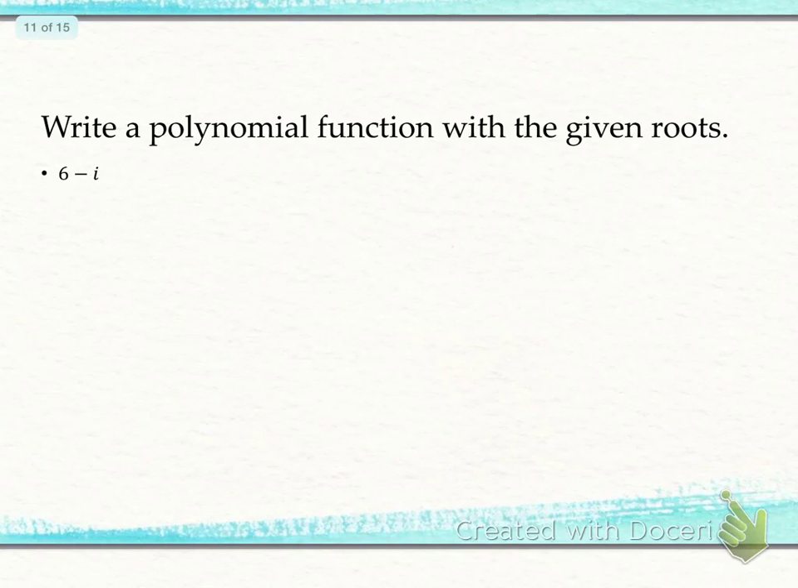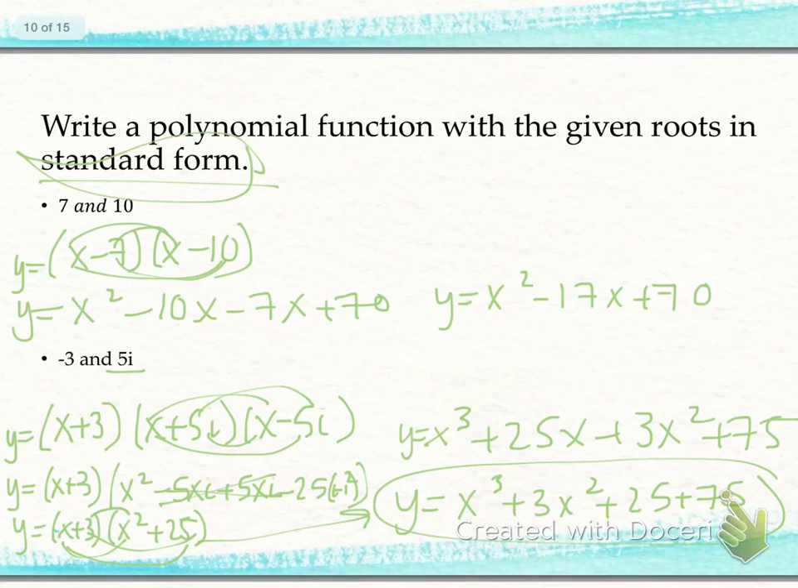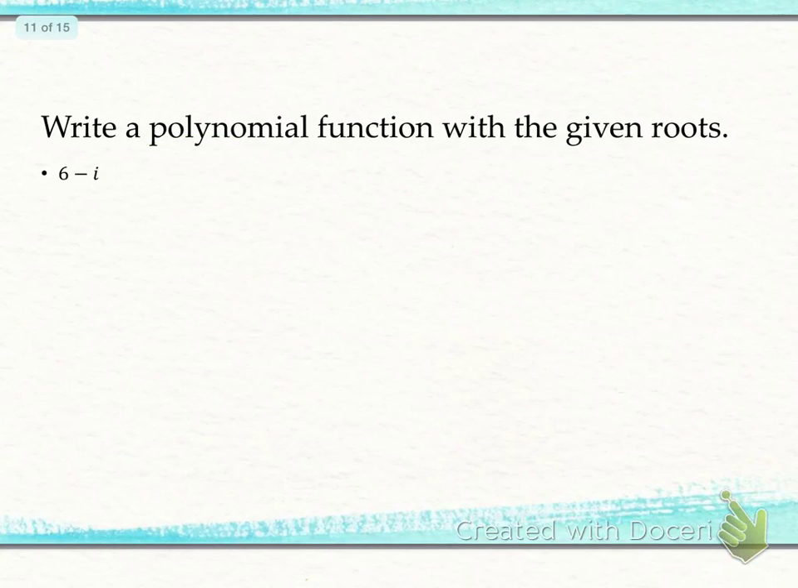Okay, write a polynomial function with the given roots. Remember, we always have to do the conjugate of this, and we need to have x's in it. So I have x minus the opposite. So right now it's a positive 6, so we're going to do, let me zoom in here, y equals x minus 6 minus i. So the regular version, and x minus 6 plus i, because you got to do the conjugate of the i.